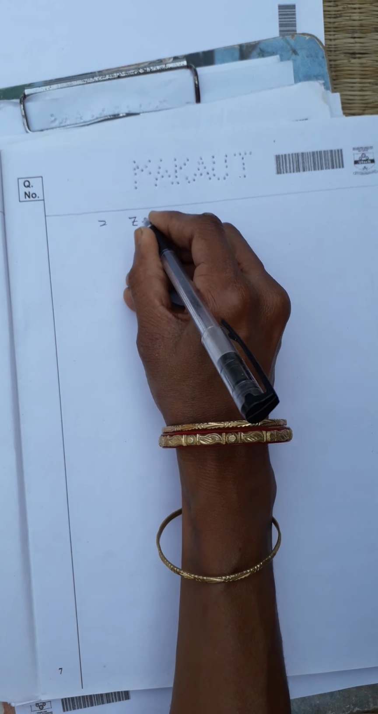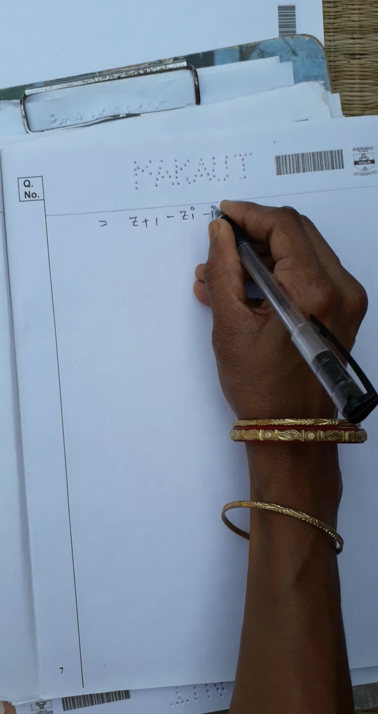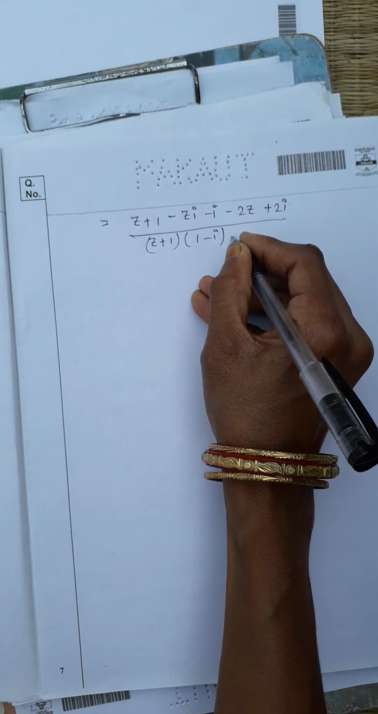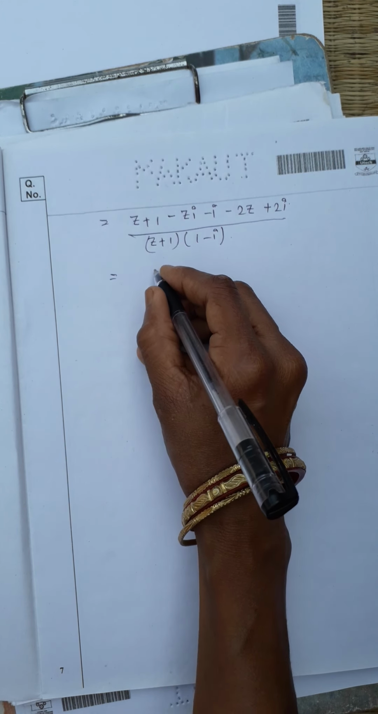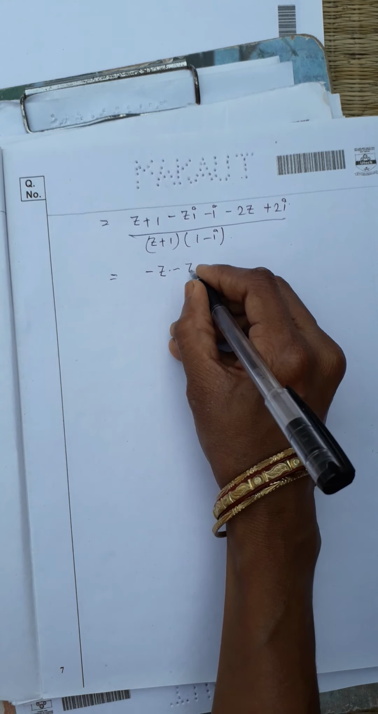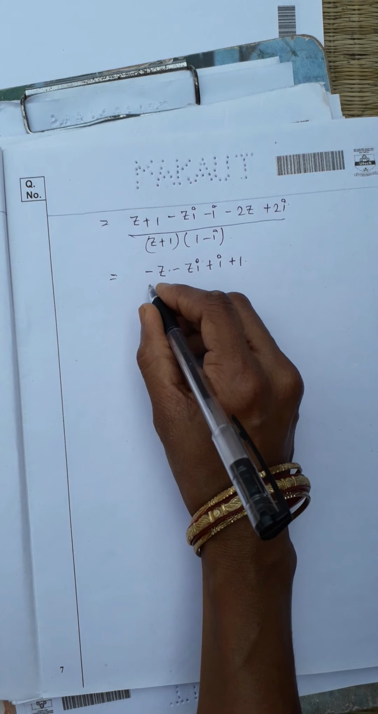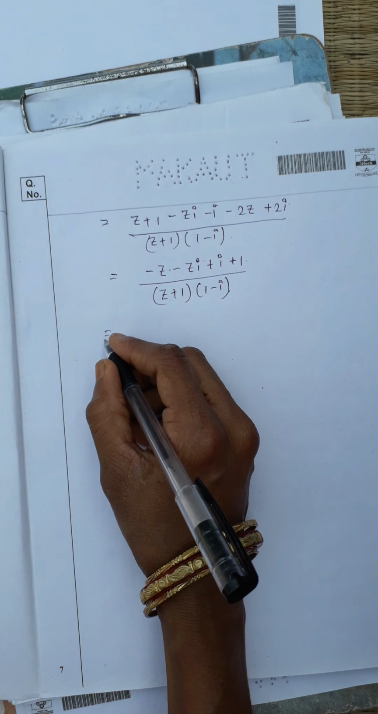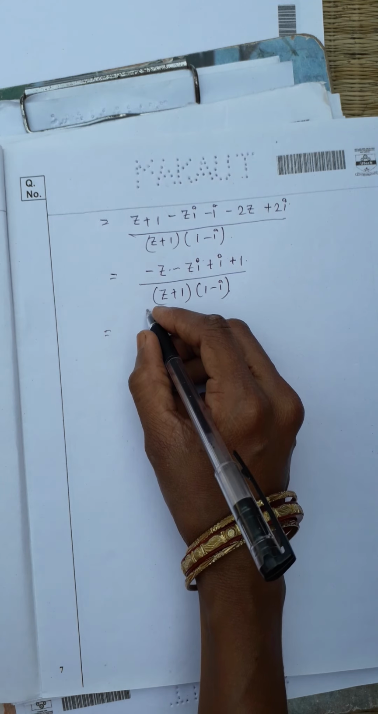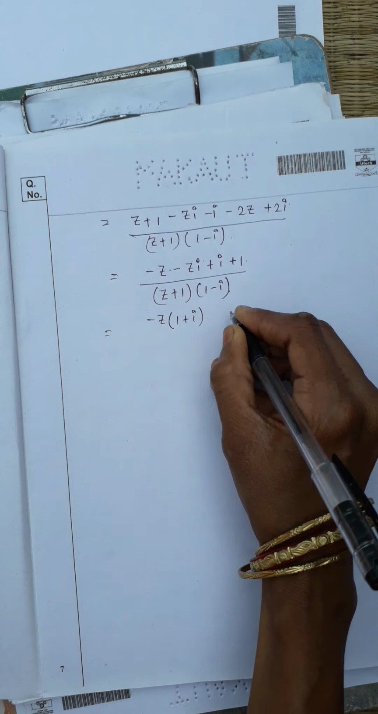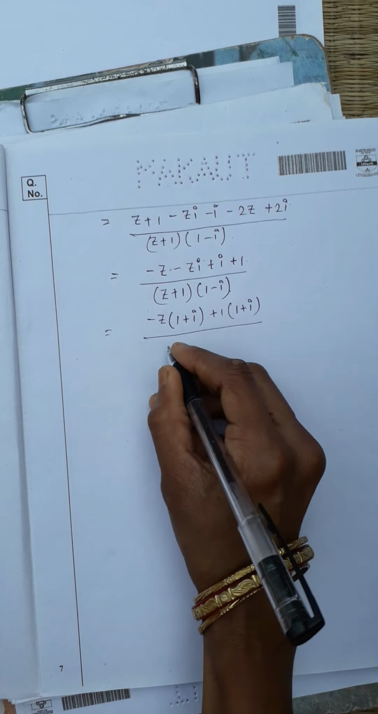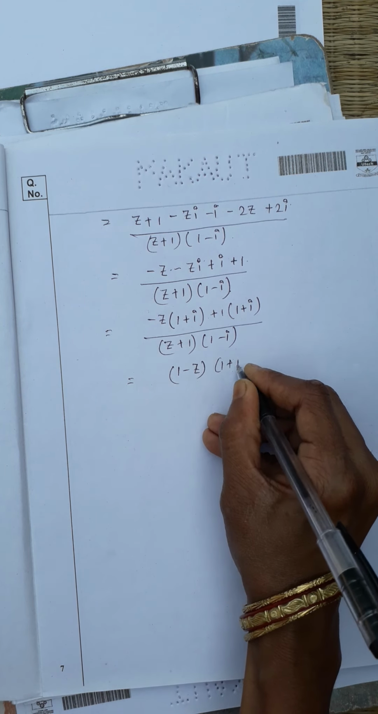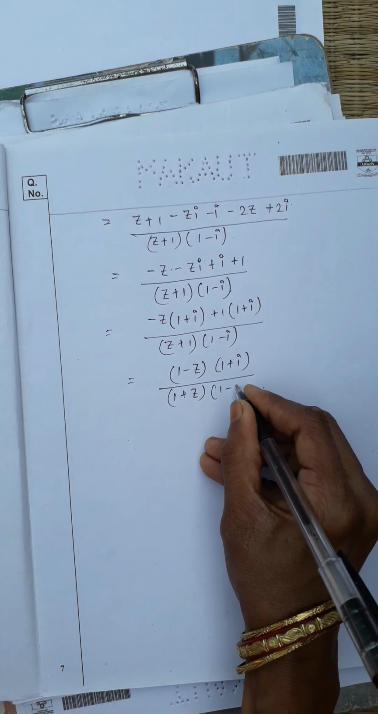So from here it is (z plus 1 minus zi minus i minus 2z plus 2i) by (z plus 1)(1 minus i), that is equal to (minus z minus zi plus 1 plus i) by (z plus 1)(1 minus i). So if I take minus z common, it will be (1 plus i)(1 minus z) by (z plus 1)(1 minus i), that is (1 minus z)(1 plus i) by (1 plus z)(1 minus i).